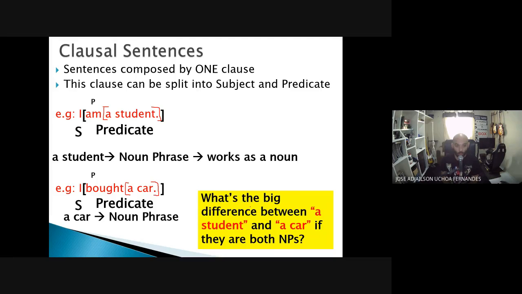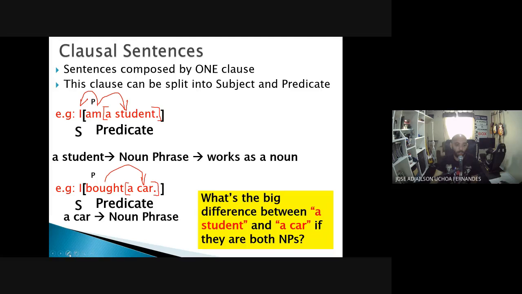So a car is an object, a student is a description that refers back to the subject. So we can say that this predicate is subject-oriented because it is about the subject. And this predicate here is object-oriented because it tells me what I bought. Here, buy prepares the coming of the object, a car. Now here, I am will establish an equality relationship between I and the noun phrase a student.